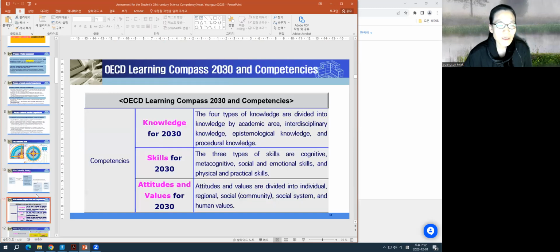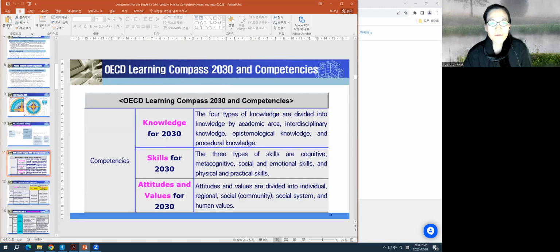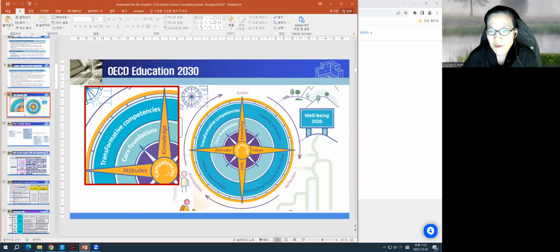And then, as you can see here, whenever we talk about on a global level, so-called OECD Learning Compass, it has three dimensions. The first one is a knowledge dimension. The second one is a skills dimension. And the last one is attitude and value dimension. As I told you before, which is about the compass. This compass needle. Can you see here, three dimensions?